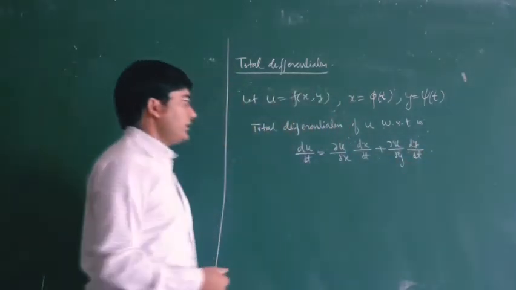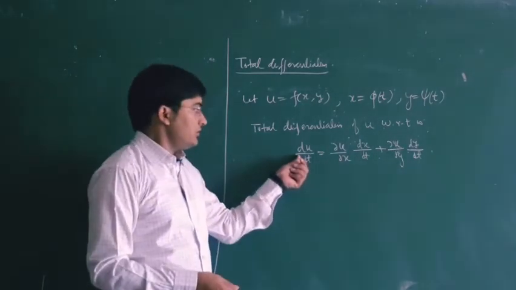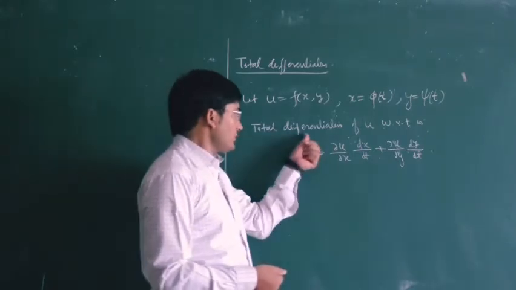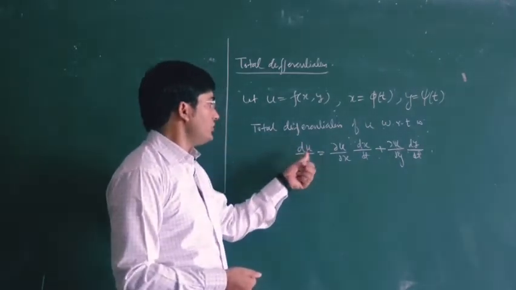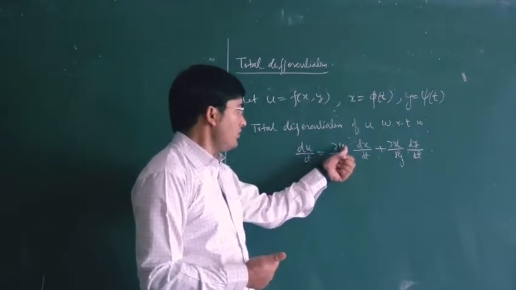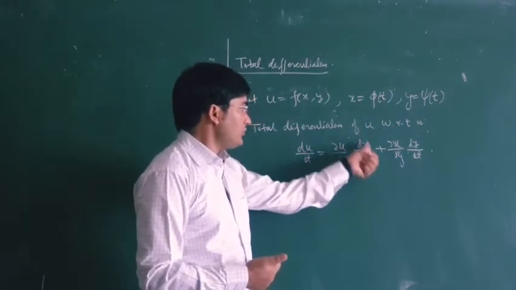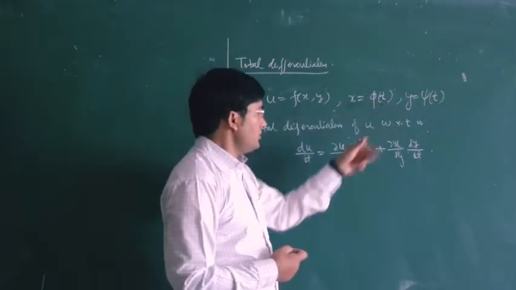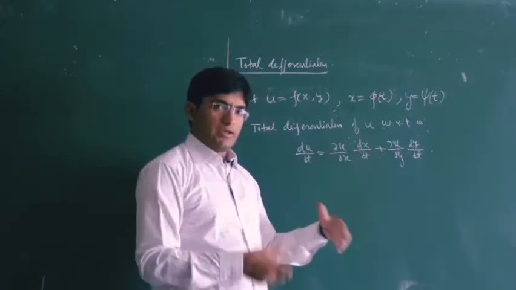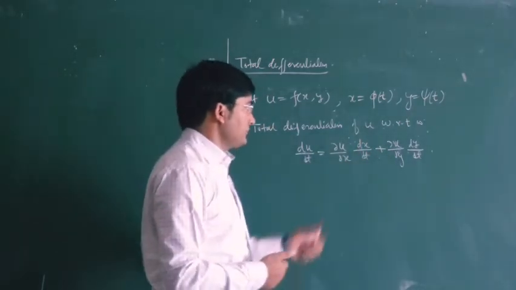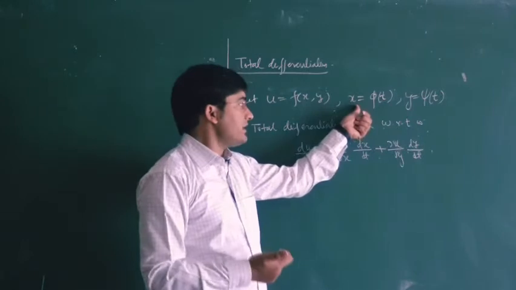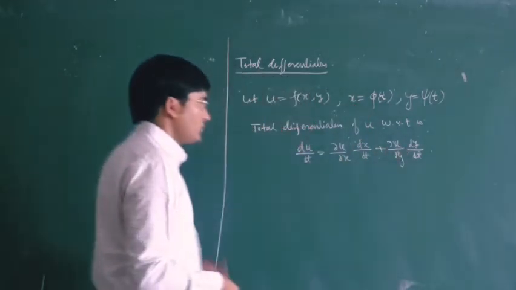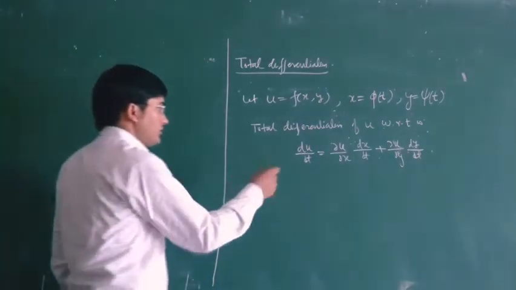So this is the total derivative. With the help of the partial differentiation, the total derivative of a function u with respect to a variable t is equal to del u upon del x into dx upon dt. Please note that here x is a function of t only, so we are writing dx by dt. We can also write it as del x upon del t, because in this case del x upon del t and dx upon dt will be the same, and then plus del u upon del y into dy by dt. So let us prove this.